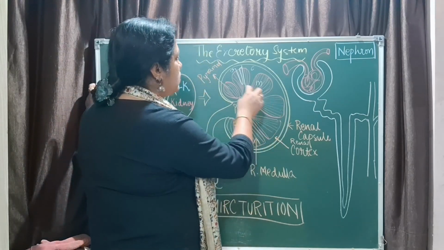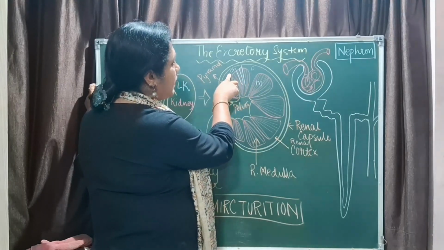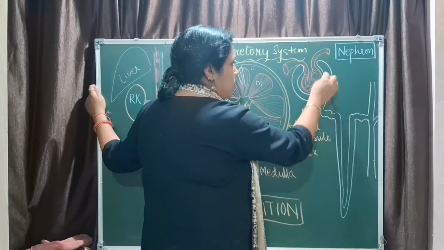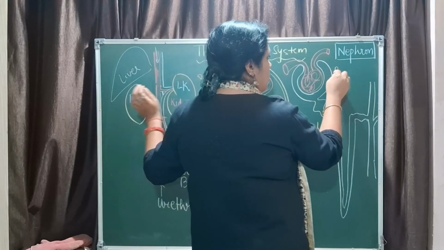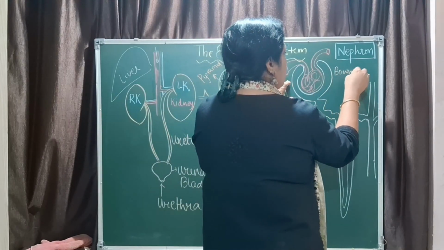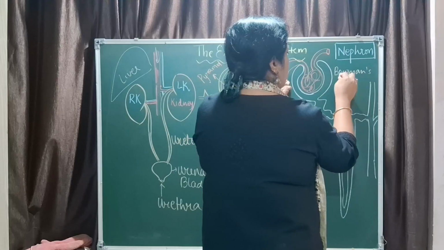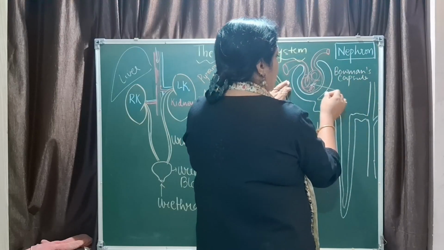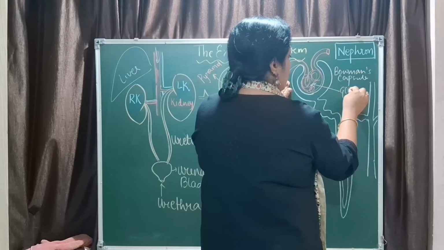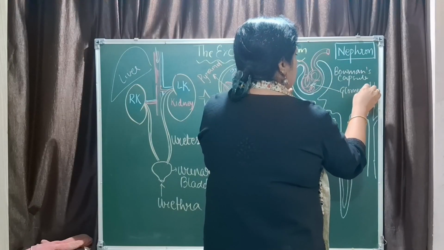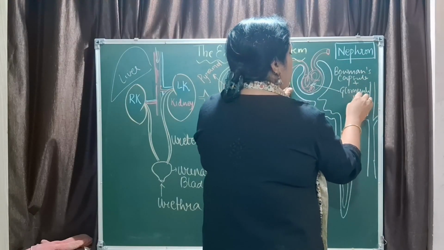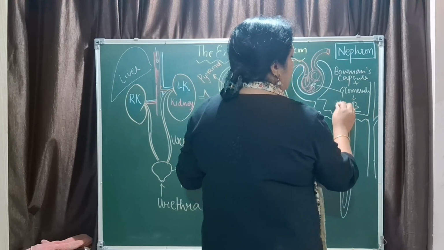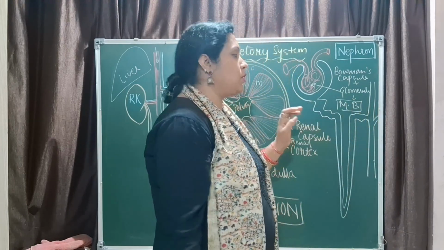Okay. Now when you see here the nephron, the Bowman's capsule, this is the Bowman's capsule. Okay, this white part is the Bowman's capsule, and this one is the glomerulus. Together they are called the Malpighian body. Okay, they are called the Malpighian body or the Malpighian capsule.